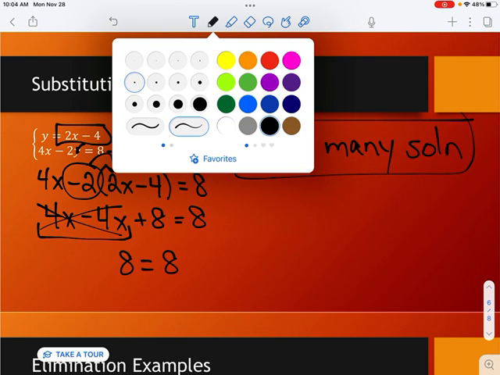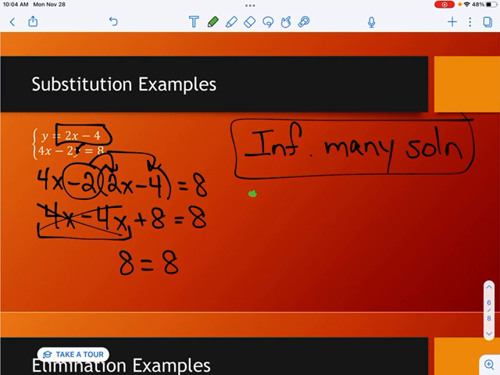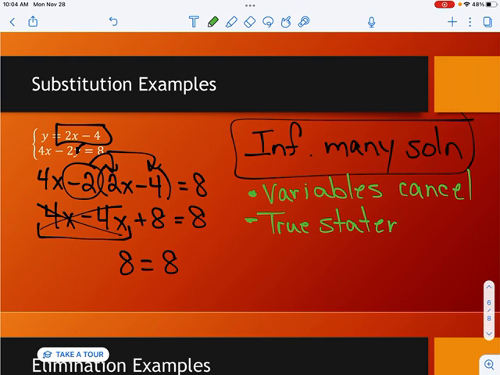Now, what signals that? Well, when we look at this, what signals that is, once again, the variables cancel, and you are left now with a true statement. Okay, so the variables cancel and you're left with a true statement on this. And that signals to you that you're doing infinitely many.